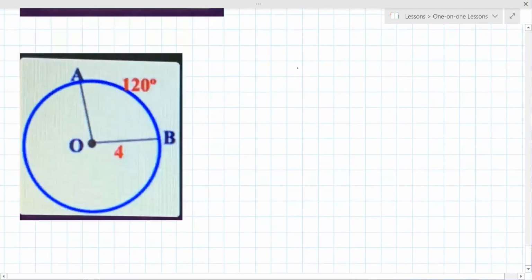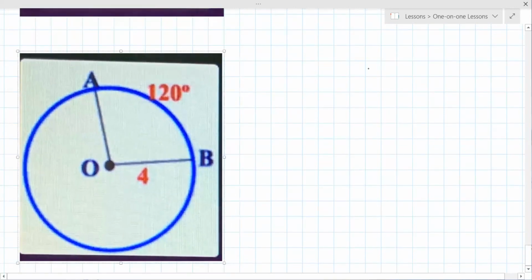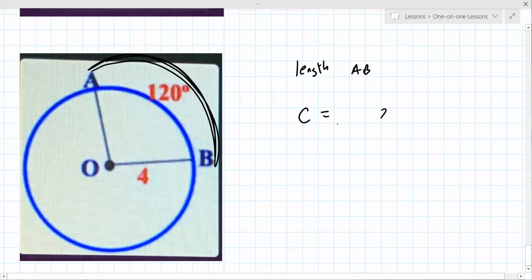Okay, so it asks you to find the length of AB. Okay, so this distance here. Now, I've already done a couple of problems like this. We know that if you go all the way around the circle, that's the circumference. All the way around the circle is 2 pi r. But that's true if you go all the way around the circle, and there's 360 degrees in a circle. But we're not going all the way around the circle. How far around the circle are we going?